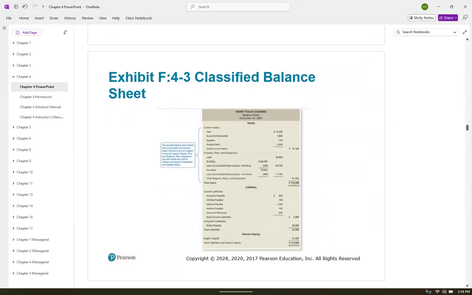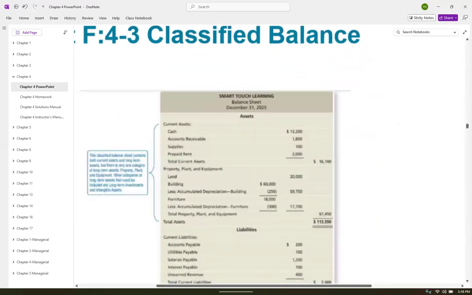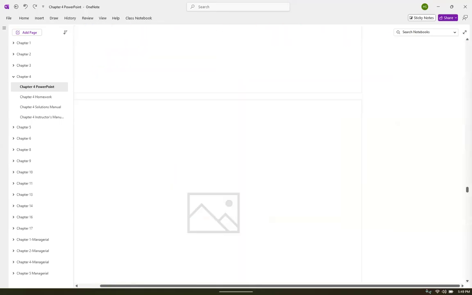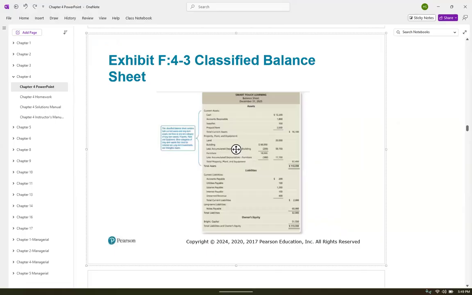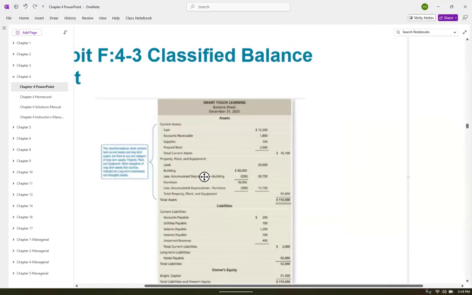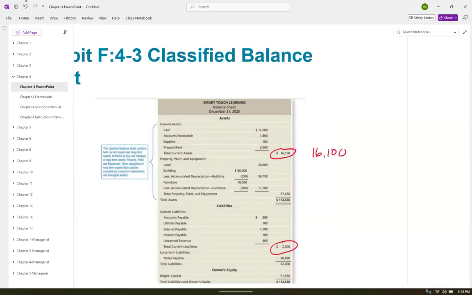So here they did a classified balance sheet for us. Now you can see we have a little bit of a breakdown. Our numbers are all the same, except now we have this total for current assets. And we have a number for current liabilities right here. So they have current assets of 16,100 and they have current liabilities of, I'm sorry, 2,000.